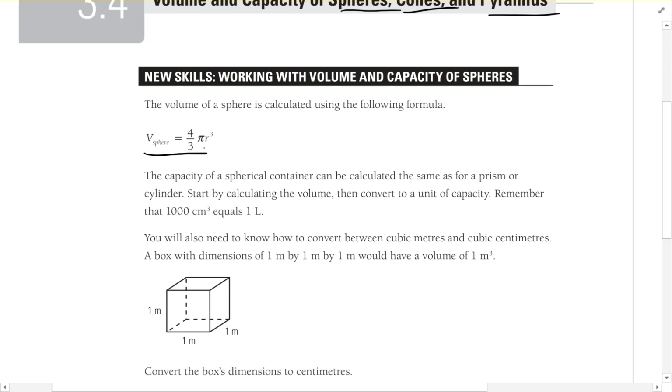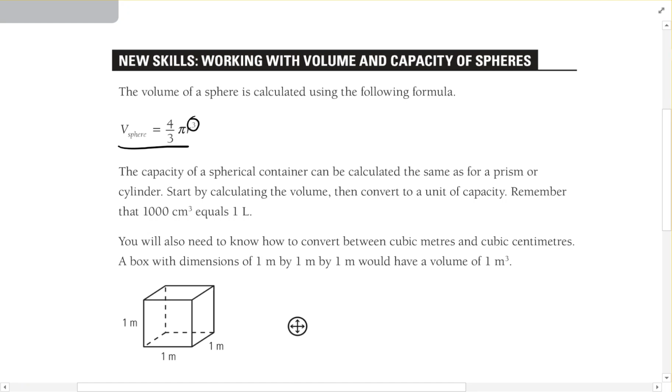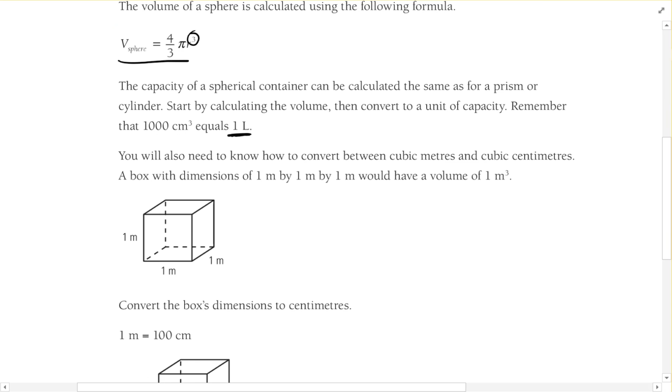The volume of a sphere is going to be 4/3, or 4 divided by 3, times pi times r to the power of 3, or cubed. We are also going to be dealing with capacity, so we're going to have to figure out how many liters of water would fit into however much volume we have.